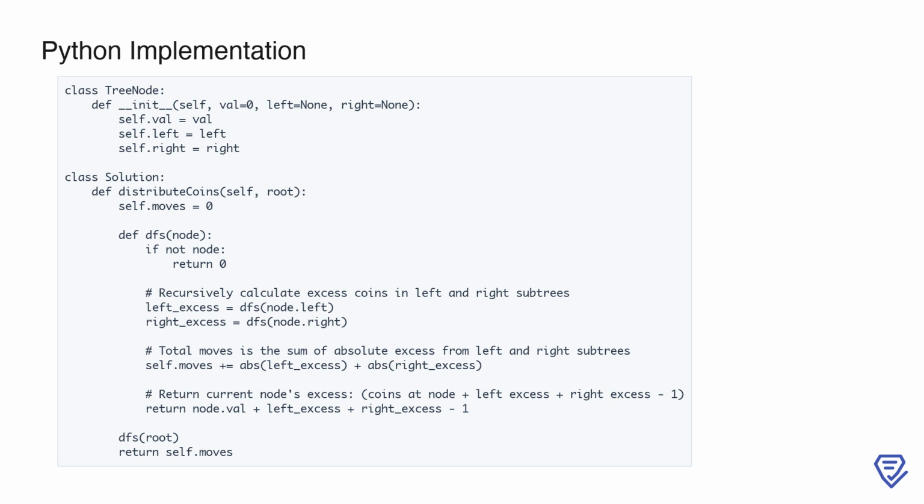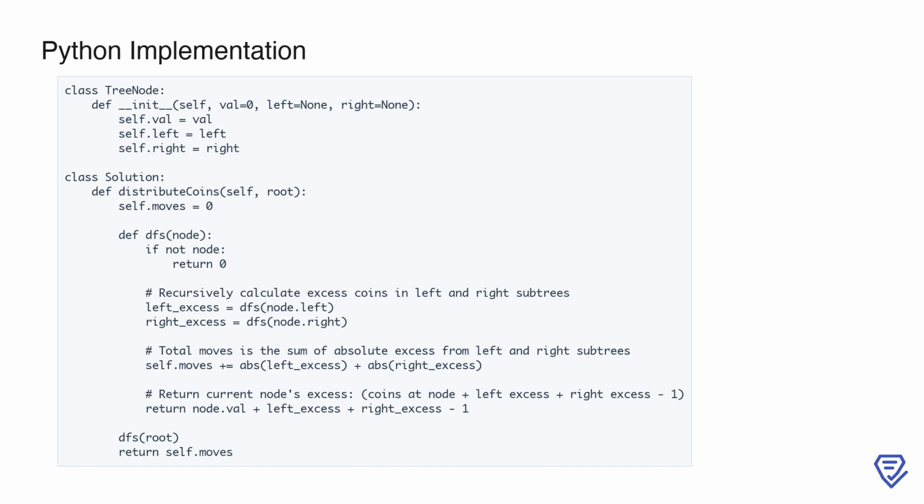3. The DFS, depth-first search, helper function is defined to recursively traverse the tree. The base case is when the node is None, in which case the function returns 0, no excess coins. 4. For every node, we recursively calculate the excess coins in the left and right subtrees. This is done by calling DFS on node.left and DFS on node.right, respectively. 5. The moves variable is updated by adding the absolute values of the excess coins from the left and right subtrees.